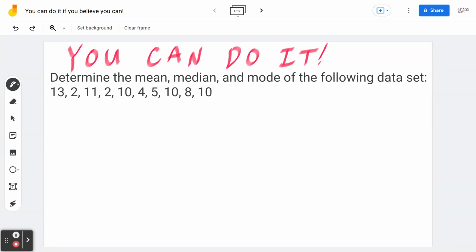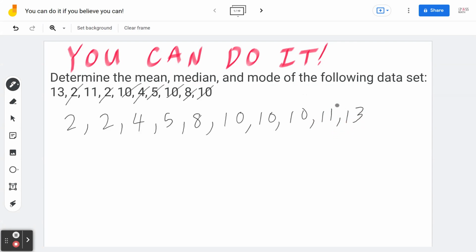Ascending order means you have to write this from smallest to largest. So 2, I cross it out. 2, I cross it out. 4, I cross it out. 5, I cross it out. 8, and I keep going. Notice how there are 3 tens. 1, 2, and 3, and 11 and 13.